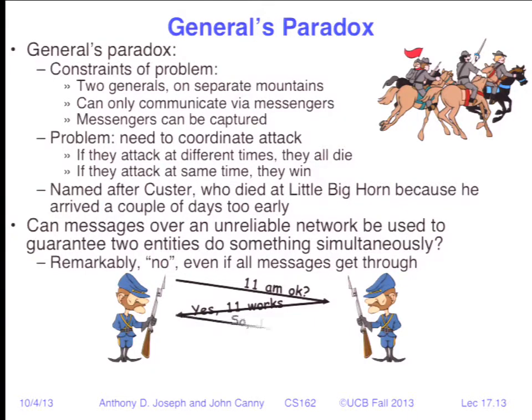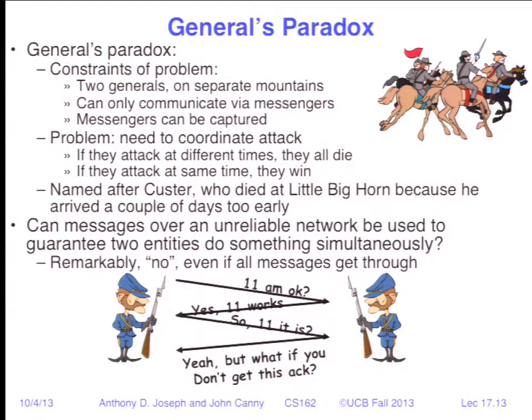We send a message from A to B saying, okay, yeah, it's 11. Now we can attack, right? No, why not? Exactly, A does not know if B actually got that message. And if B didn't get the message, then B still might not know that A got the message. So we can fix this. We send another message, right?